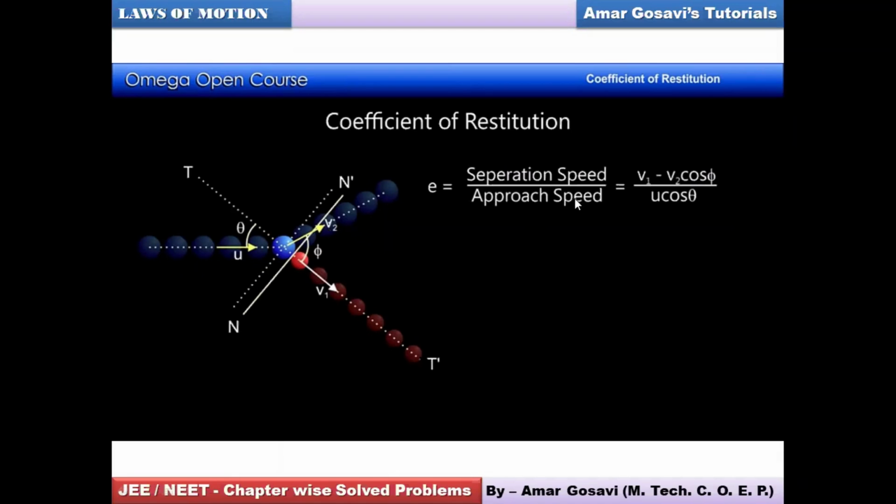If I'm talking about approach speed, obviously u is in this direction, but I want to take it to the reference line, that is tt dash. The angle theta will help me in doing that. So which component of u is along tt dash? Adjacent to theta is the cosine component. So u cos theta minus 0, because this ball was at rest initially. So u cos theta minus 0 is u cos theta in the denominator.